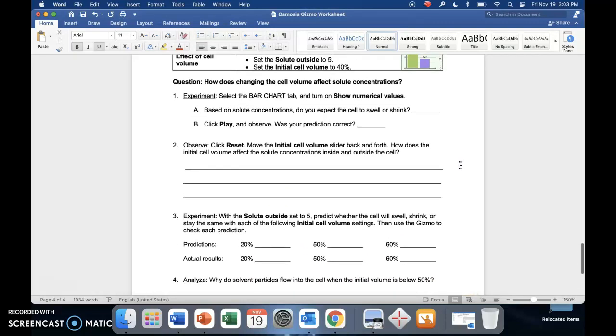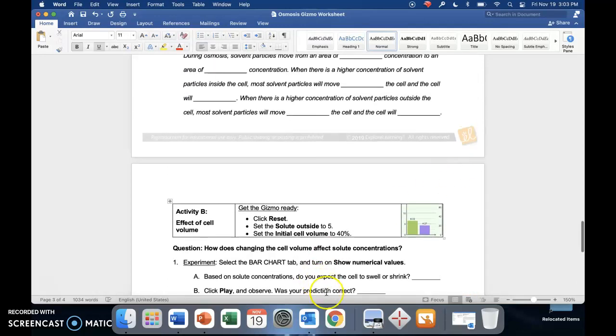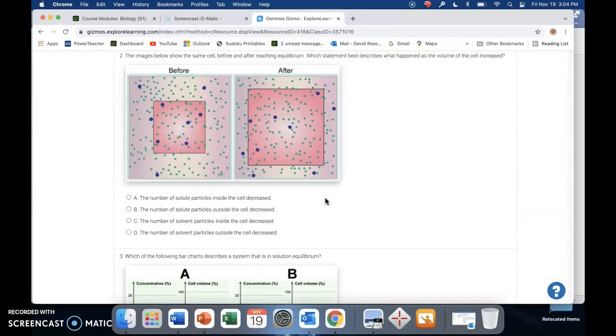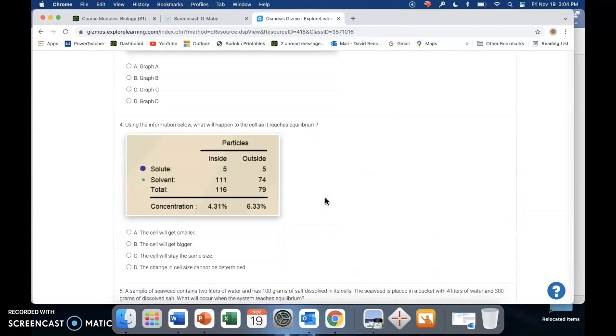Okay, once you finish this, very important that you move on. And don't forget to scroll down here and do your 5 assessment questions.